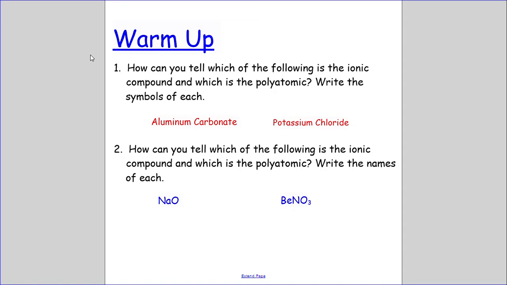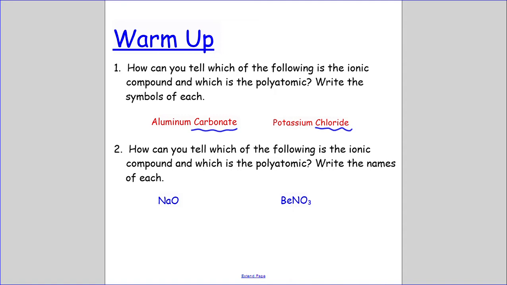Alright, so number one says, how can you tell which of the following is the ionic compound and which is polyatomic, and then write the symbols for each one. If we take a look at our first one, we've got aluminum carbonate. Aluminum and potassium aren't really going to tell me much because they're just the metal groups. But if I take a look between carbonate and chloride, that should give me a pretty good indication as to which one is the ionic and which one is the polyatomic.